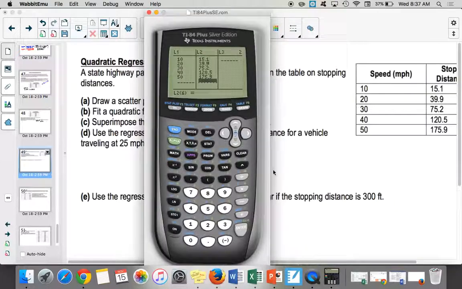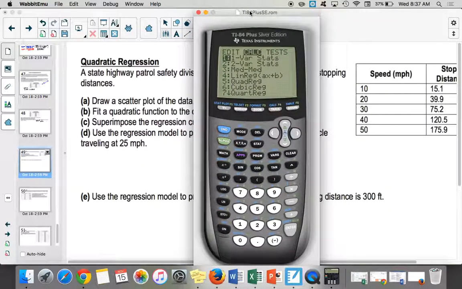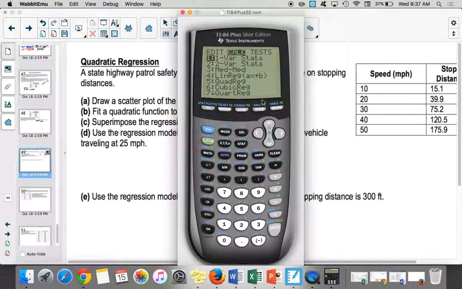All right, so we're going to get out of that, and we're going to go back into Stat. And this time we don't want to calculate a linear regression. So do you guys see what I told you to use? A quadratic regression, because it's more of a parabola shape. And you could graph it if you want to see the shape and decide what you want to use. So we're going to use quadratic regression.